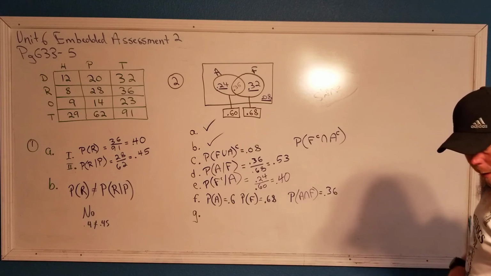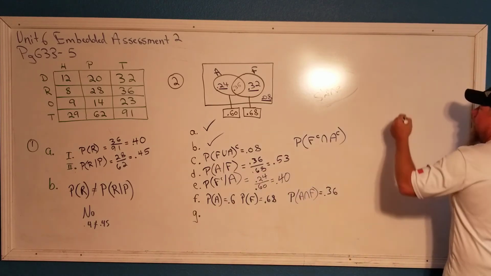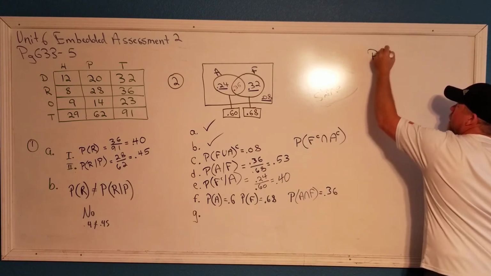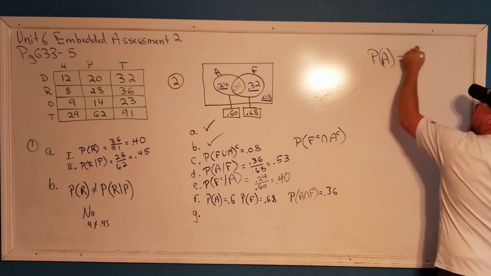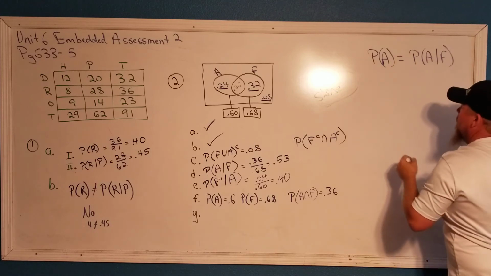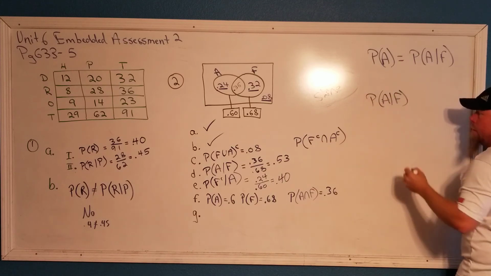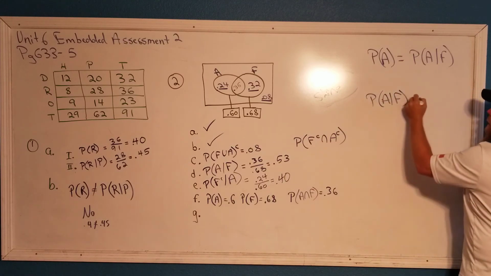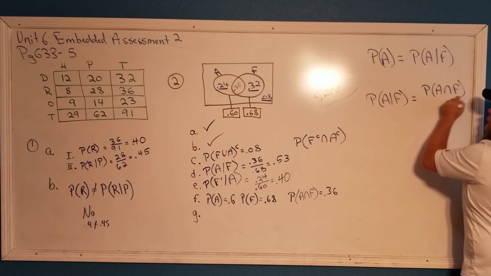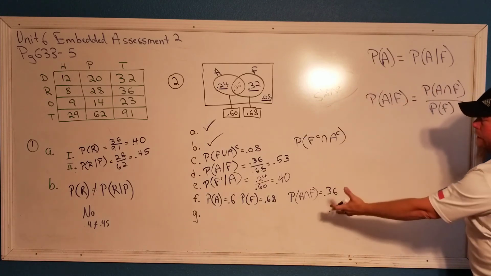G, use your answers in part E to decide whether or not A and F are independent. So we need to talk about what it means to be independent. Reminder, independent means just like what we talked about in the beginning. So we would say P of A has to be equal to P of A given F. Now, P of A given F, and this is in your textbook from one of the earlier lessons, is equal to the probability of A and F divided by the probability of F.